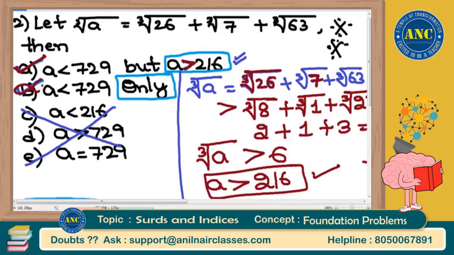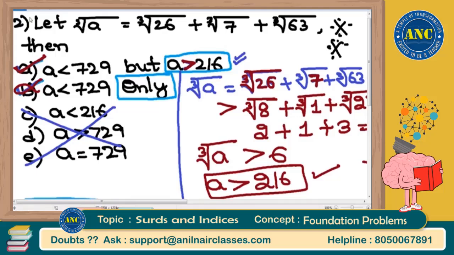This is how you should be very smart in saving your time in solving these kinds of questions. Whenever the question is asking in terms of ranges, greater than or less than or whatever it is, I hope the idea is clear. A should be greater than 216. A is also less than 729. That means the one which is satisfying both these criteria is option A. Option A is the option which is satisfying both of these criteria.